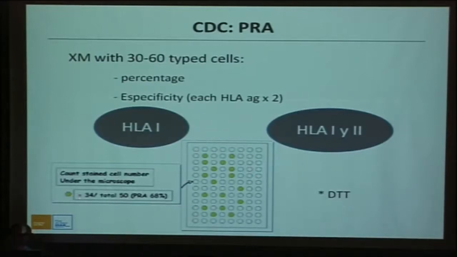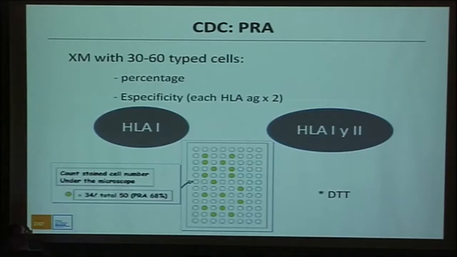And you do, for instance, 50 simultaneous CDC cross-matches, and you see the positivities. And if a recipient has 34 positives among 50, he or she has 68% PRA. This is the only basis of this. Usually you take samples of different donors from the area. You have commercial plaques, and some centers create their own plaques with the local donors they have. And this is a classical way to stratify patients.